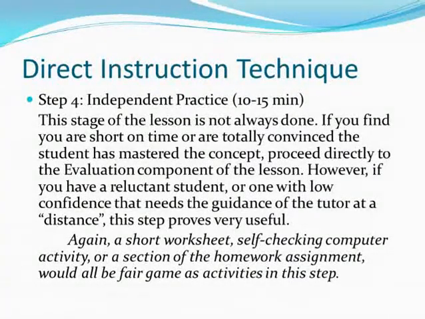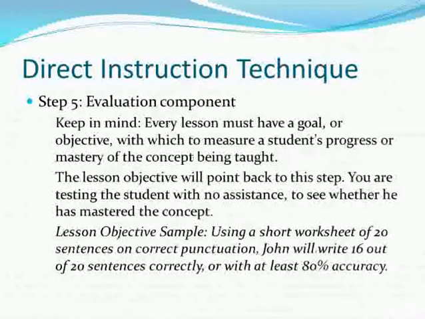Again, a short worksheet, self-checking computer activity, or a section of the homework assignment would all be fair game as activities in this step. Finally, we have step 5, the evaluation component of the direct instruction technique. Keep in mind, every lesson must have a goal or objective with which to measure a student's progress or mastery of the concept being taught. The lesson objective will point back to this step.